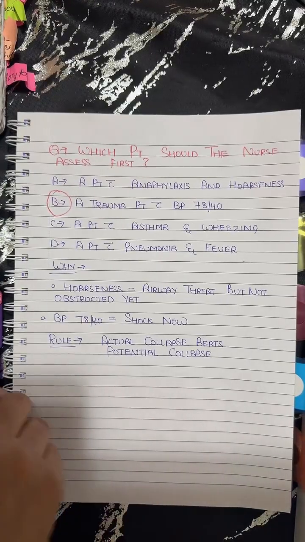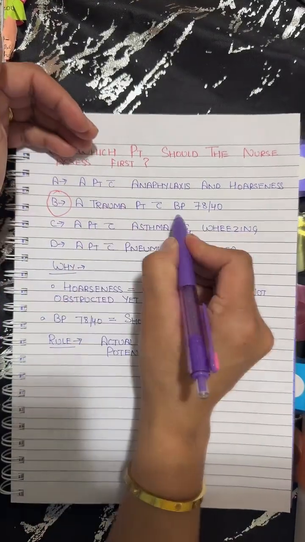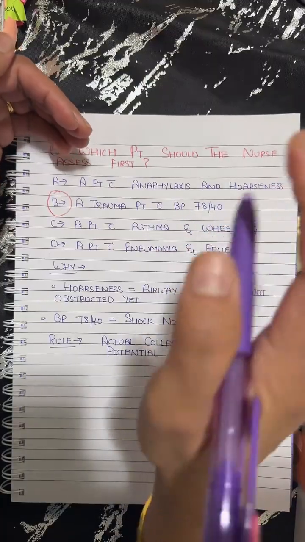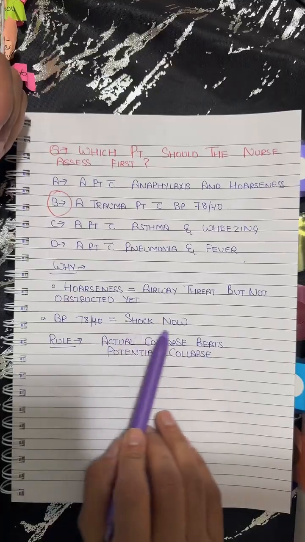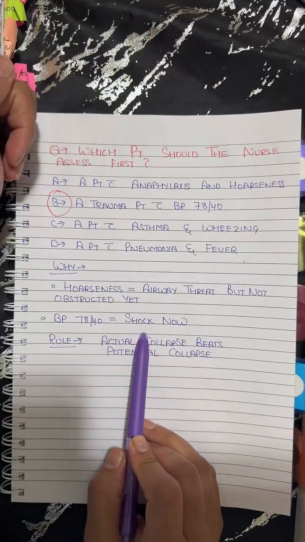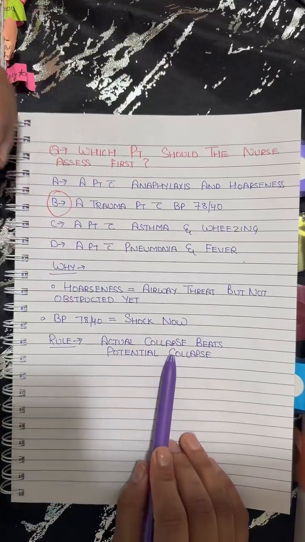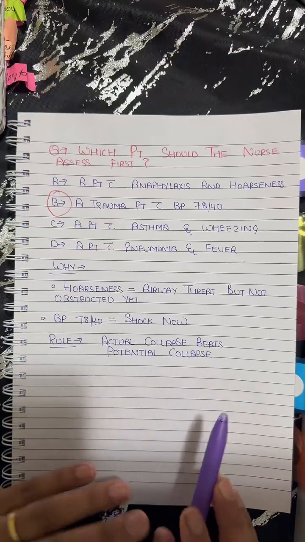So this is how it works. See, trauma patient with BP 78/40. So patient here. Okay. Rule: actual collapse beats potential collapse.